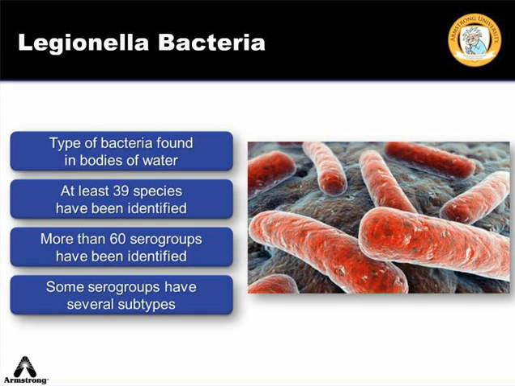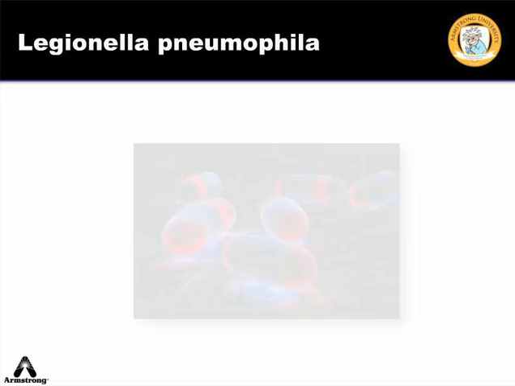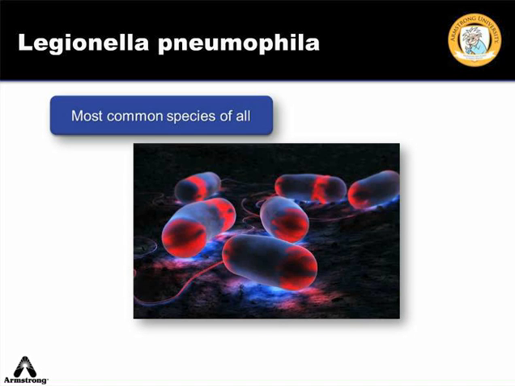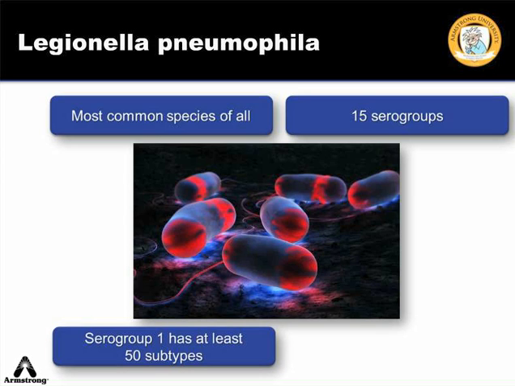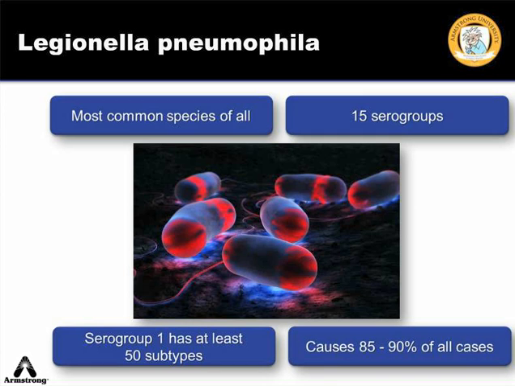We have unintentionally created even more places for it to colonize in artificial aquatic environments, such as cooling towers, water systems in hotels, homes, ships, and factories, respiratory therapy equipment, fountains, misting devices, and spa pools, just to name a few. Legionella pneumophila is the most common species of all. There are 15 serogroups, and serogroup 1 has at least 50 subtypes. It is the primary cause of 85 to 90% of all Legionella pneumophila cases.